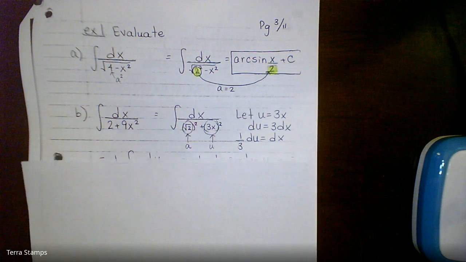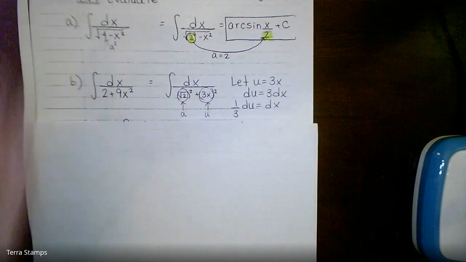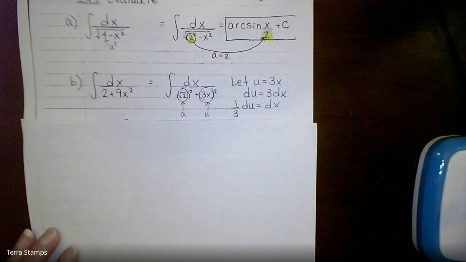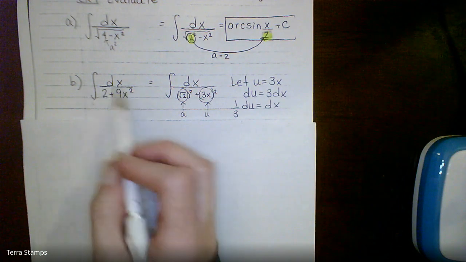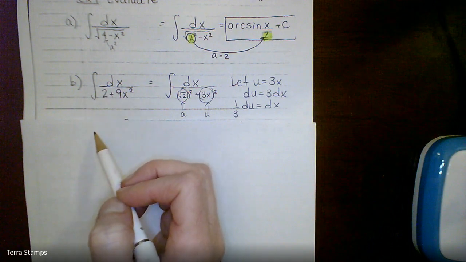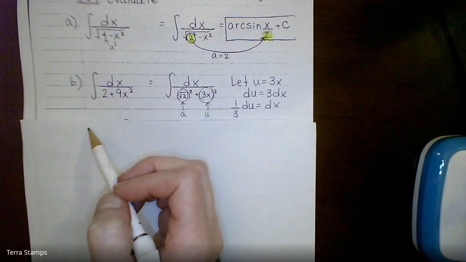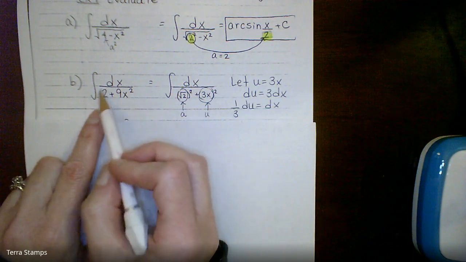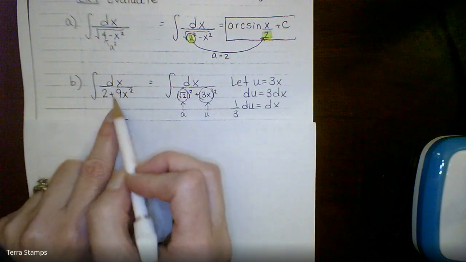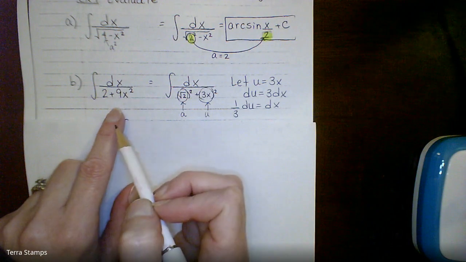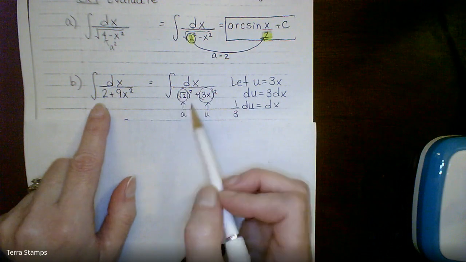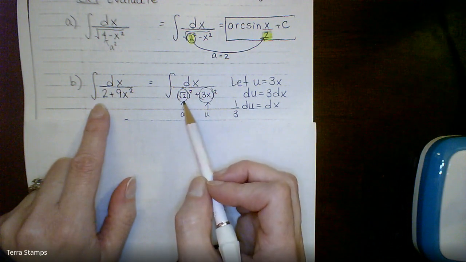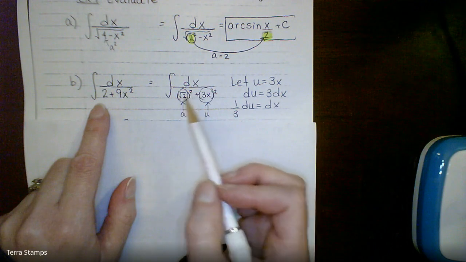All right. This next one, we're going to have to do a little more work to get it into a standard form that's on our formula sheet. This one's giving some arctangent vibes because it doesn't have a square root of any kind. So this 2 over here is my a squared, and this 9x squared must be my u squared. So 2 is my a squared, which must mean that a is the square root of 2. Not pretty, but it's okay.